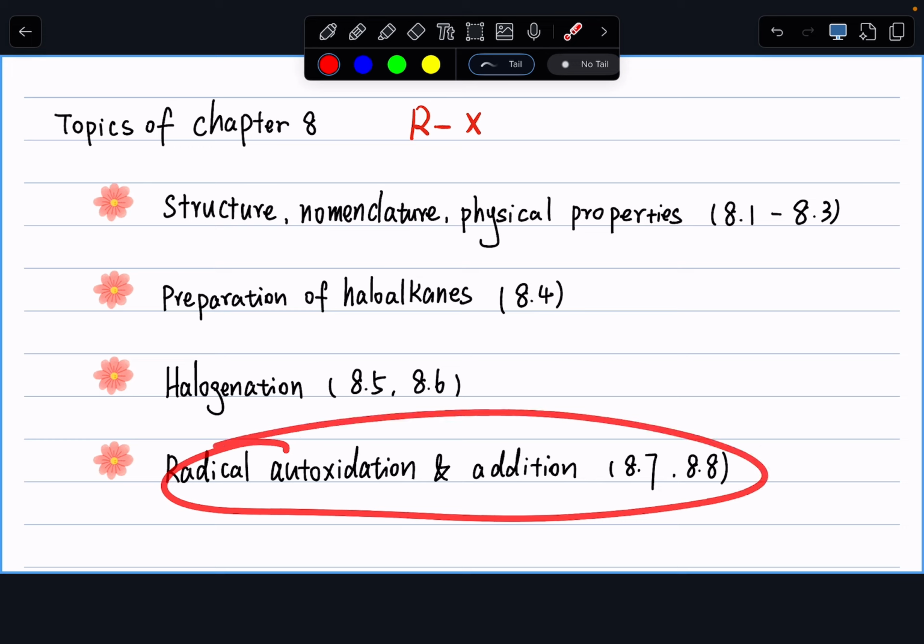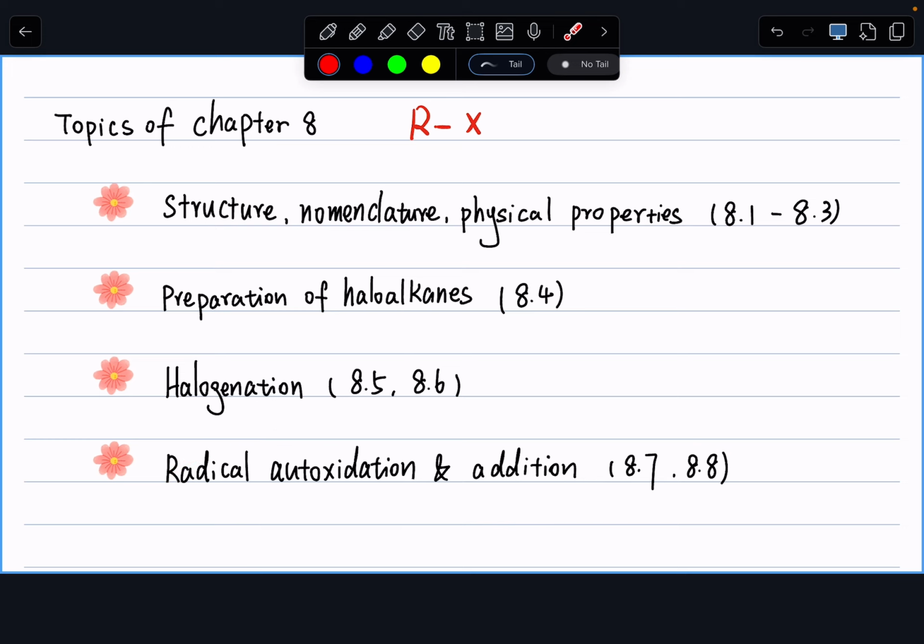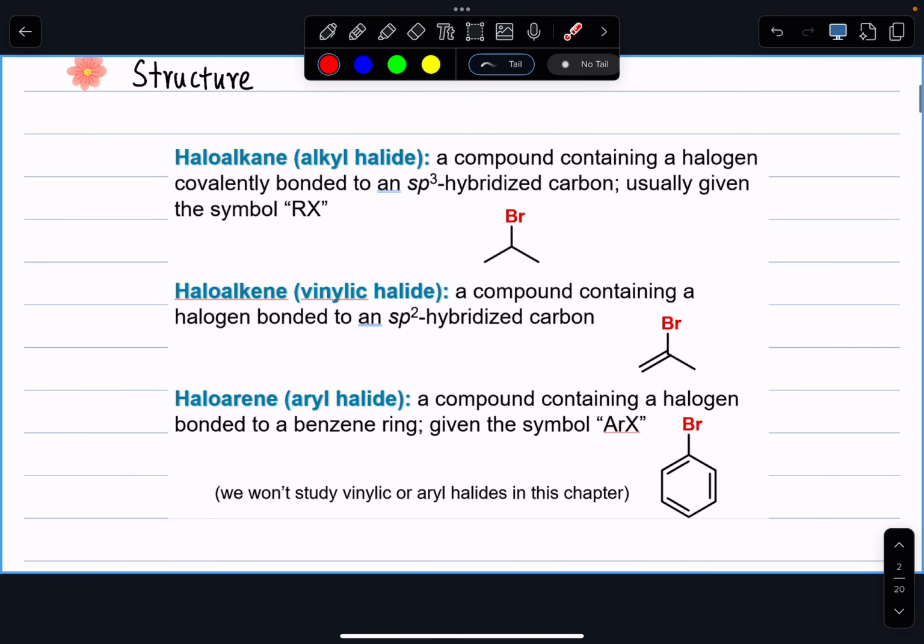And at the end, we'll be talking about a reaction called radical autooxidation and addition, which is something that's common in biological systems. You've heard about autooxidation all the time. It sounds like bad things happen when biomolecules meet oxygen, and let's look at how that happens. All right, so getting started, haloalkanes.